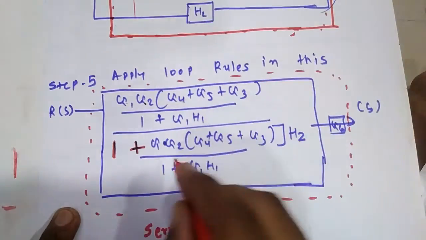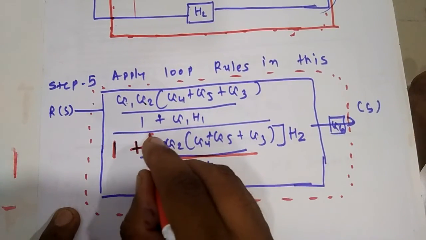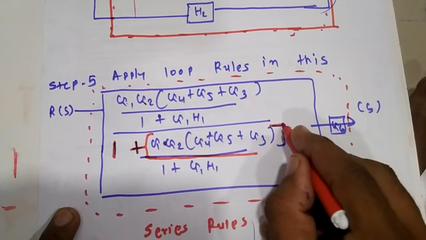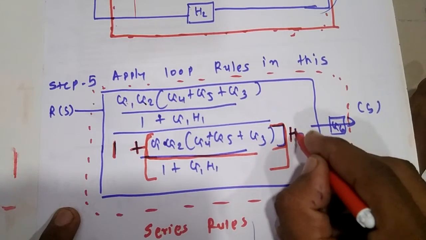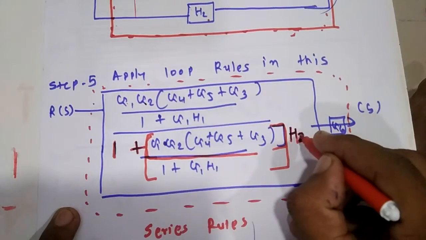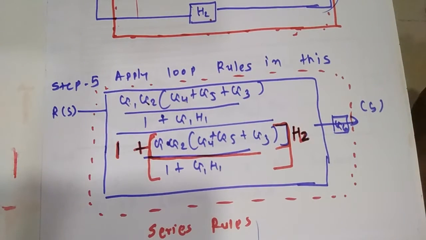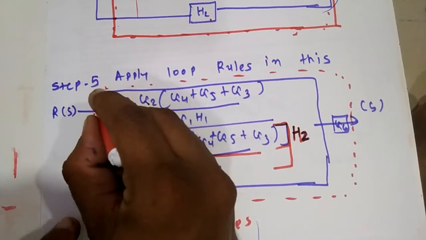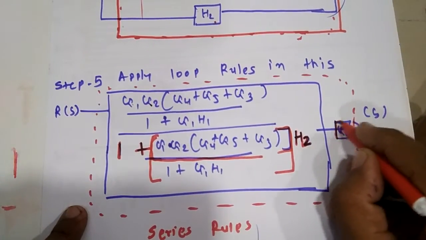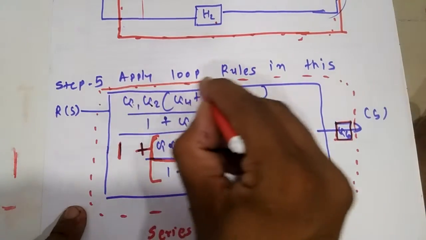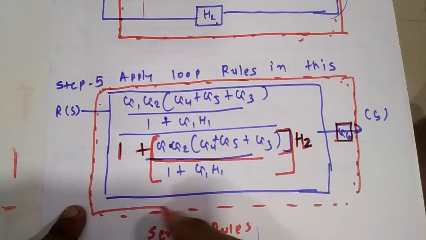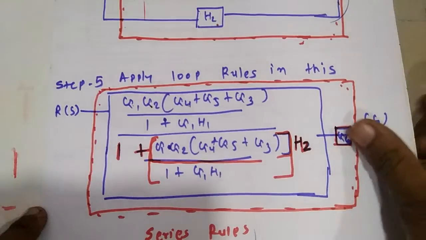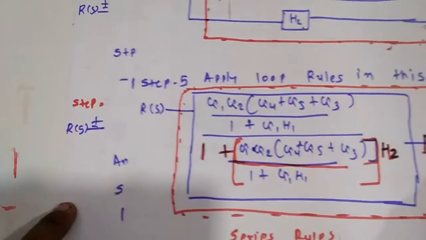Hold this system, G1, G2, G4, G5 into H2. This applies the loop rule in step 5. After that, once again we apply another series rule with G6. This is called G6. So we apply another series rule to this system. So the last one is the series rule.